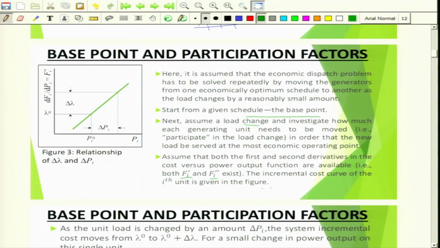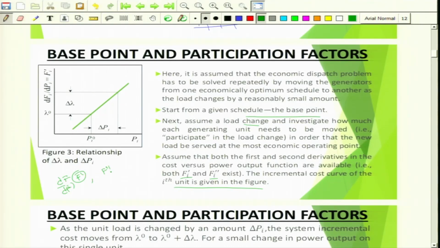The incremental cost curve of the ith unit is given in the figure. That means earlier we were choosing dF by dP, the incremental fuel cost of each generator, and that should be equal to lambda. Now you got the optimal schedule. Now there is a change in the load demand. This is F dash, right, this is F dash. Now you need to find out F double dash.